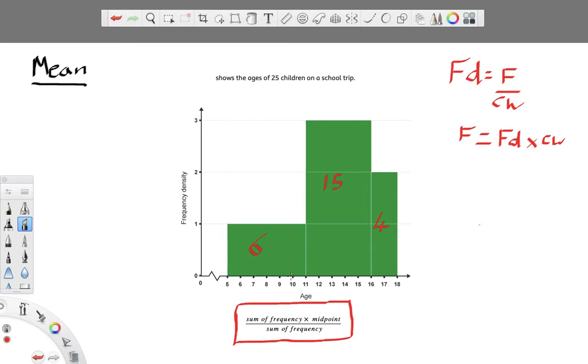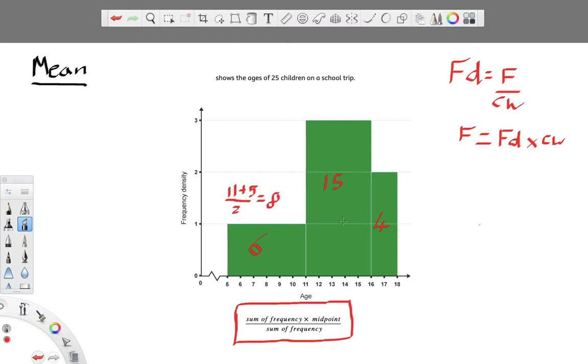Well, what is our class width here? 1, 2, 3, 4, 5, 6. And it ran from 5 to 11. So we take the midpoint of that. How are we going to do that? Well, if we add 11 and 5 and divide that by 2, it will give us the midpoint of that class width. So 11 and 5 is 16 divided by 2, that's 8. So the midpoint of that is 8.